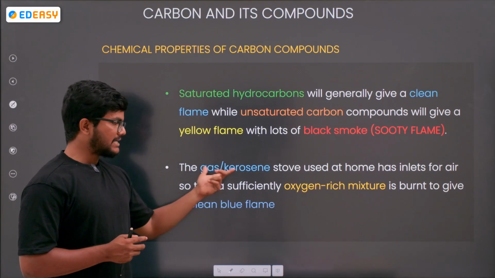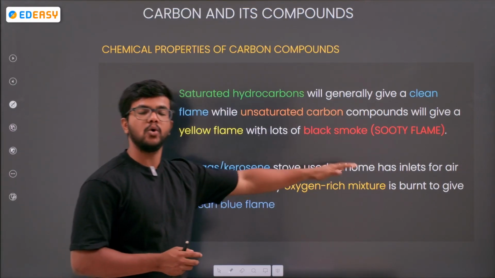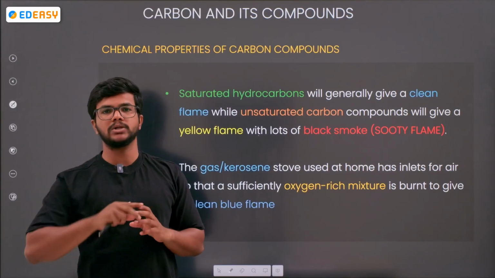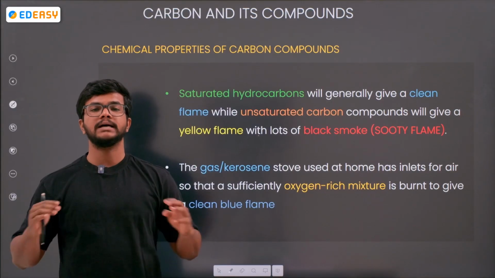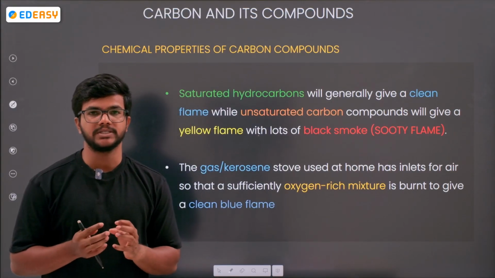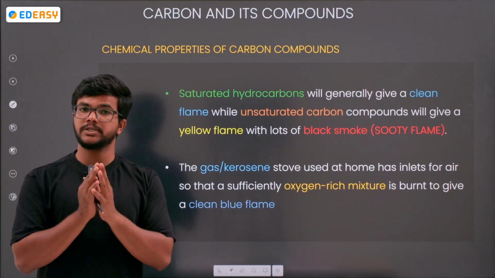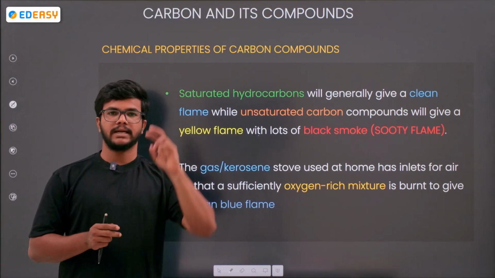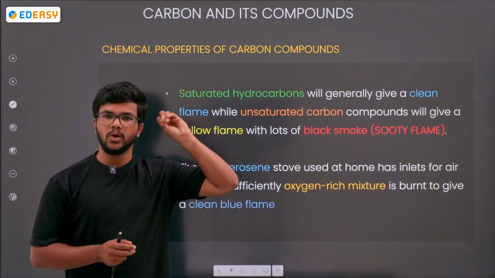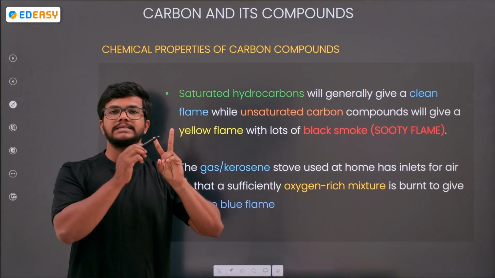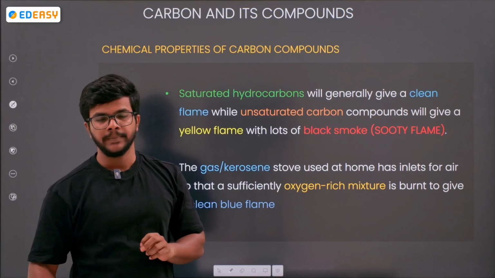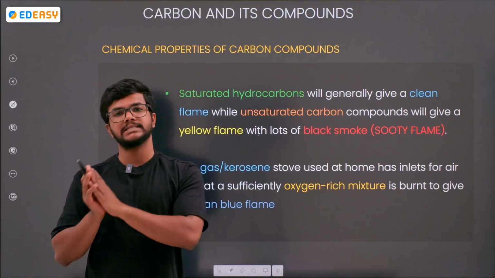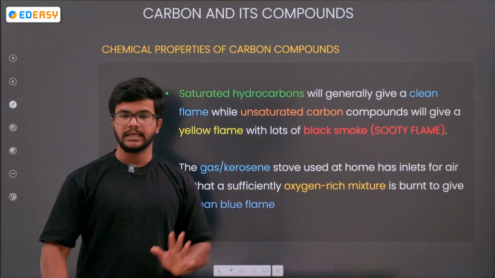The gas or kerosene stoves used at home have inlets, holes under the gas. Why are there big inlet holes under the gas stove? Because they provide sufficient oxygen for combustion. If there is not sufficient oxygen for combustion, it will also give you a yellow flame and a sooty flame. Sooty is nothing but a smoky flame. So there are two types of flames, the clean flame and the yellow flame, which result from the saturated and unsaturated nature of the carbon compounds. Smoke is because of insufficient oxygen and also unsaturated hydrocarbons. Okay, hope you understand about combustion.